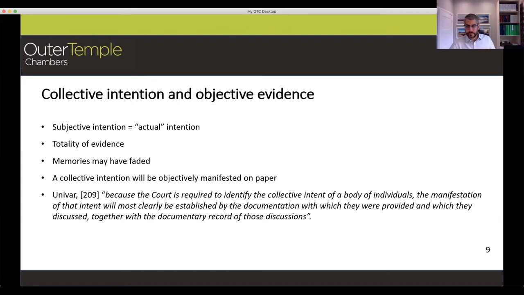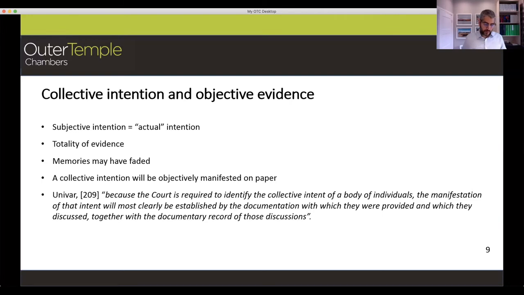Secondly, though, the other big point to bear in mind is where rectification of a pension scheme is concerned, and this was Mr. Justice Trower's big point, which comes through quite forcefully in the Univar judgment. He was always zooming in on the fact that he was being asked to assess collective intention. So he said, shouldn't I just focus upon the documents that they all saw, they in that case being the 809 trustees, and shouldn't I just focus on the documents that were shared between them?